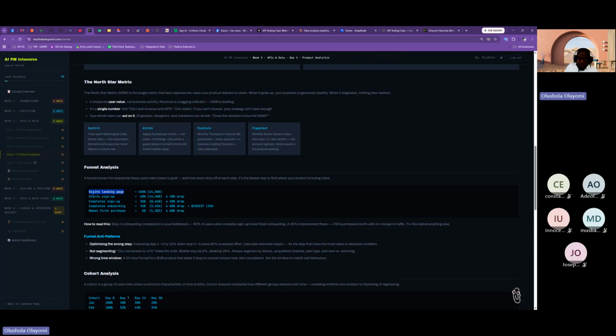You have web visits, startup, complete sign up, complete onboarding, and makes first purchase. So the journey in which the customer takes action step by step in your platform or in your system is what we call a funnel, right? From the step that everybody has to do to the one that only a few people will do.